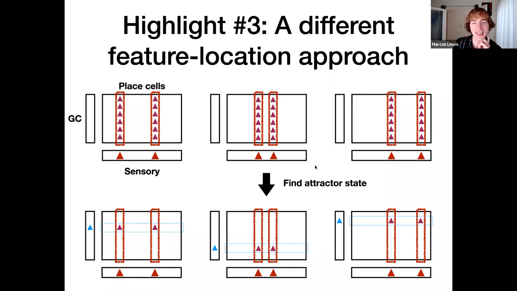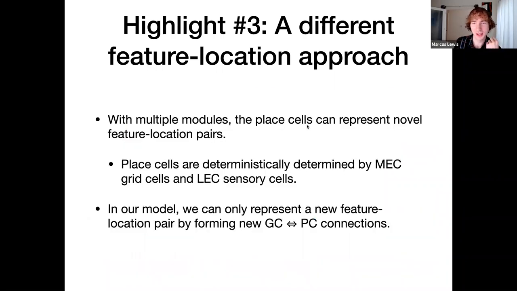Well, I have one slide left where I'm just elaborating on this point, or putting a few words on what I just said. With multiple modules, the place cells can represent novel feature location pairs, which is slightly different from what we just were talking about. It doesn't contradict it, but it's not exactly what we just said. It's interesting that this system can represent novel feature location pairs. It's the same grid cell trick as we've always talked about with multiple modules. You can represent multiple things. You can represent novel things, but now it's at the place cell level.